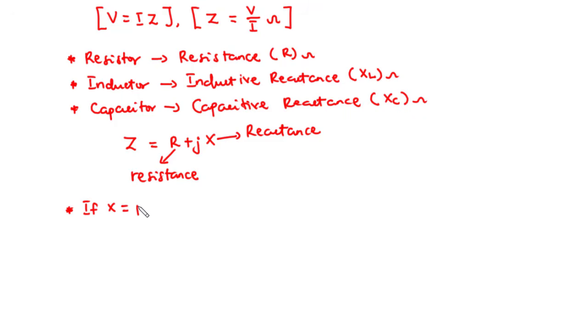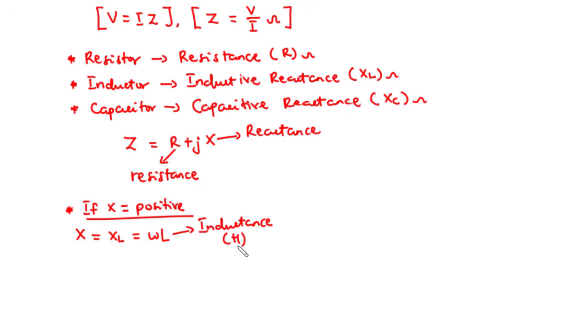If X is positive, then what this primarily means is that the impedance is inductive. Thus, X is equal to XL, and that is equal to omega L, where XL is the inductive reactance, omega is the angular frequency, and then L is the inductance, and that is measured in henries.